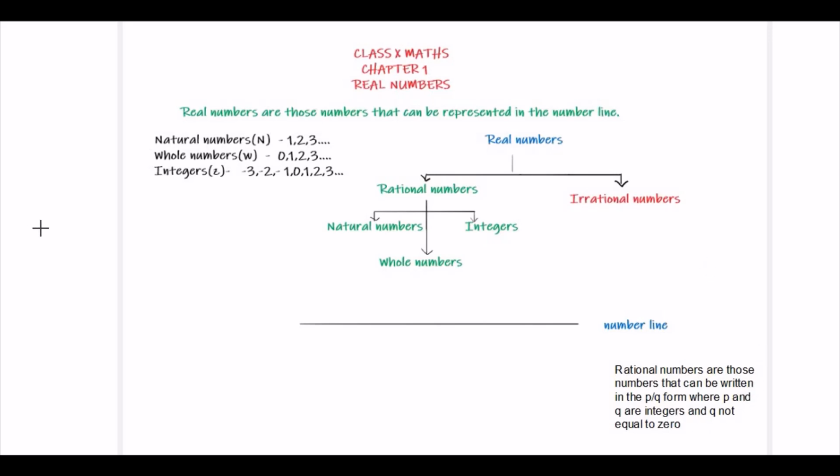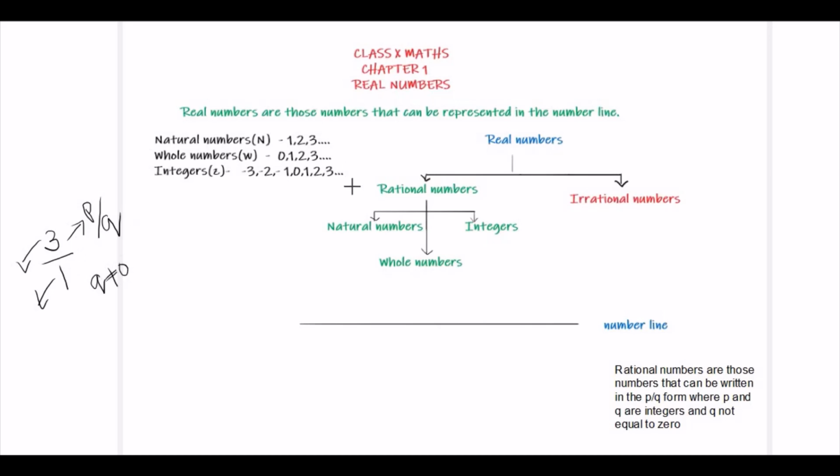So let's start with an example. Let's take the natural number 3. 3 can be represented as 3 by 1, where it is of the form p by q. Here p and q are integers: 3 and 1 are integers and q is not equal to 0. Any natural number, like we have taken the example 3, can likewise be represented in the p by q form, where p and q are integers and q is not equal to 0.